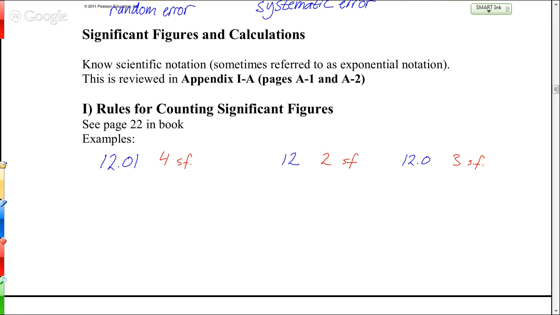So all certain digits and one uncertain digit make up the significant figures all together. The uncertain digit is included as significant. All right, so that entirety of that measurement that you write down is considered significant.